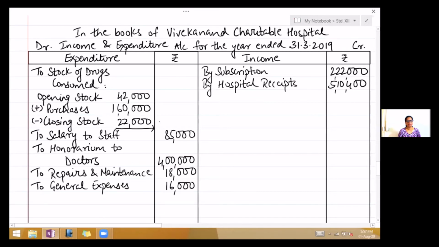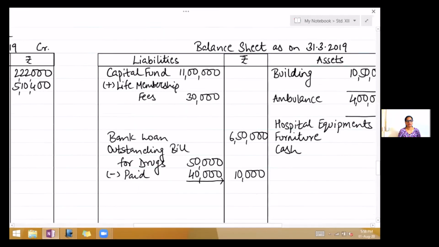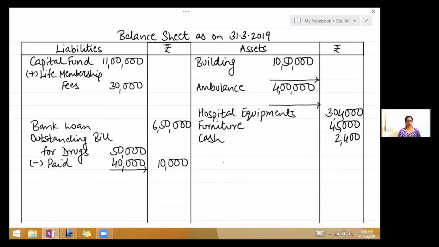Now you will take the figure to the outer column, add the first two and subtract the closing stock. So that is 1,80,000. Now closing stock, second effect, you will show it on the asset side. So come to the asset side, write closing stock of drugs 22,000.